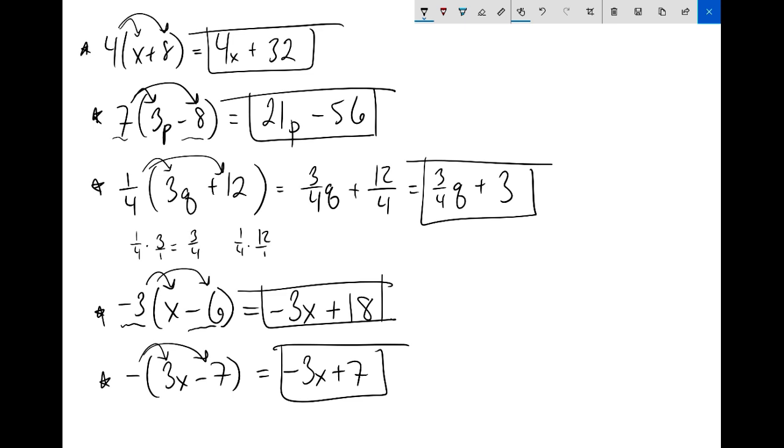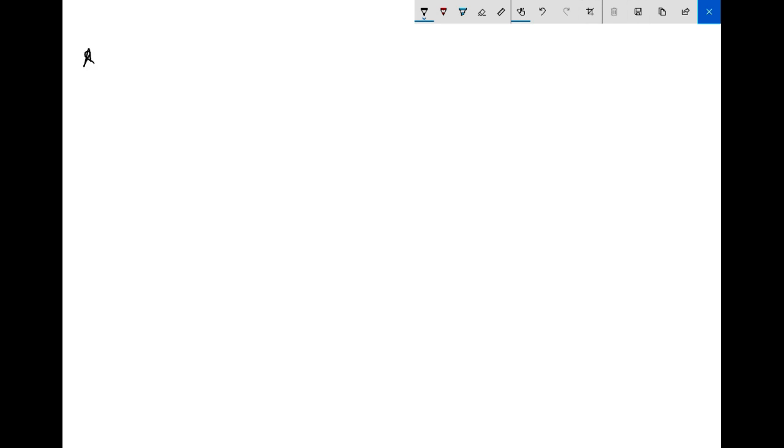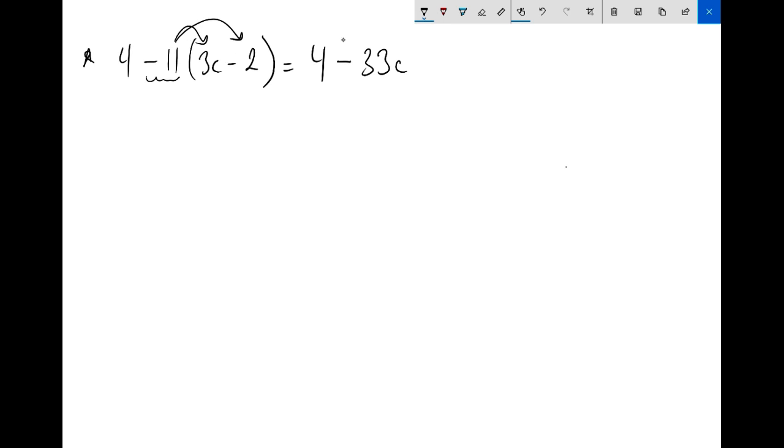That expression on its own is not particularly common, but what you do see a lot of times is things like that embedded in other expressions, like the next one, where it's 4 minus 11 times 3c minus 2. When I put this 11 through, I'm not putting just 11 through, I'm putting the minus 11 through. So the 4 stays a 4. You've got minus 11 times 3c, so that's minus 11 times positive 3, that's minus 33c. And then minus 11 times minus 2 is positive 22.